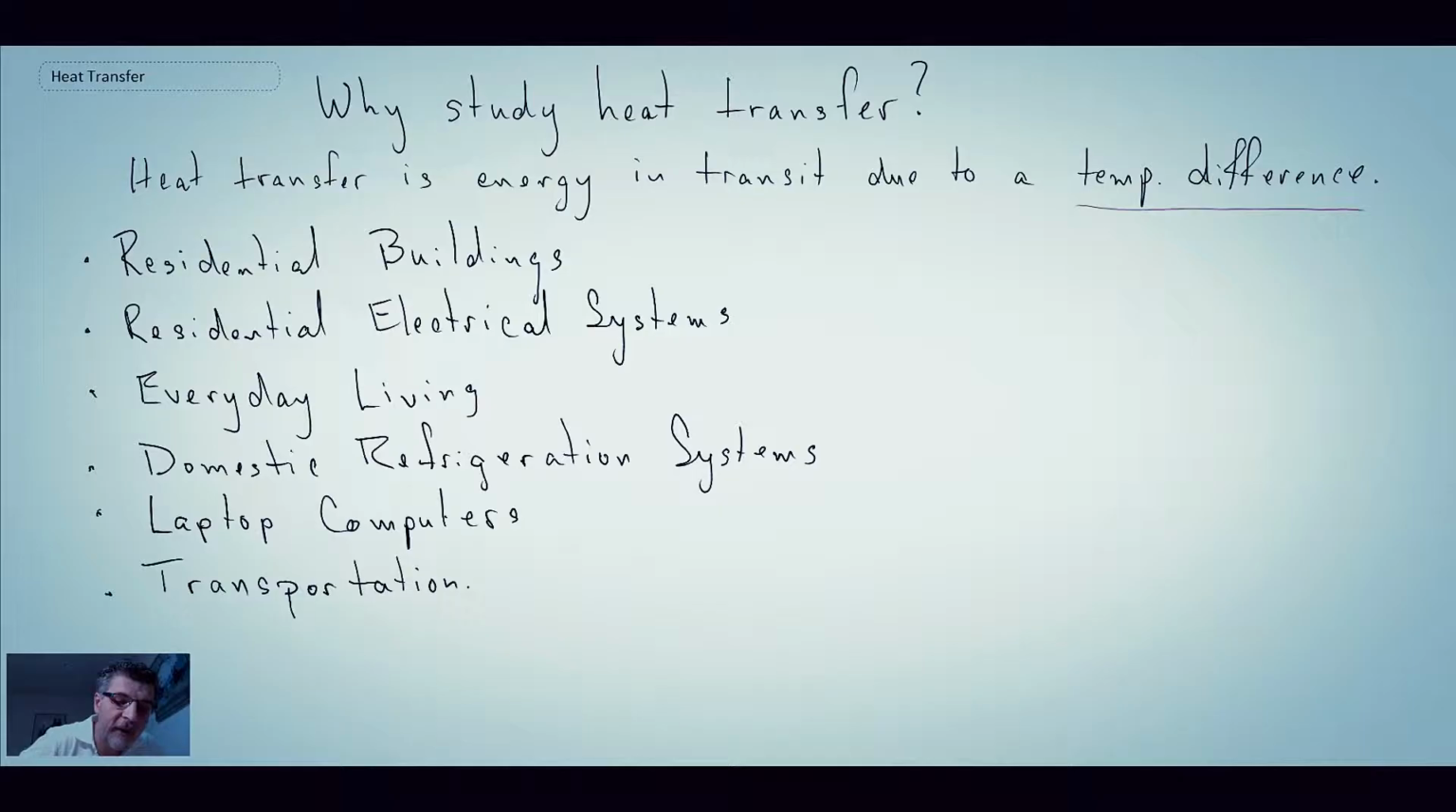So we're going to be looking at heat transfer within residential buildings. We're going to look at heat transfer within residential electrical systems. We'll take a look at what I call everyday living, places where heat transfer has an impact in our everyday lives. We'll take a look at refrigeration systems that we have in our homes. Lots of heat transfer there. Laptop computers, they generate a lot of heat, they dissipate a lot of heat. Anybody who has a laptop in their lap obviously knows that they generate heat. So we're going to take a look at that. And then finally, we'll conclude by looking at transportation systems.